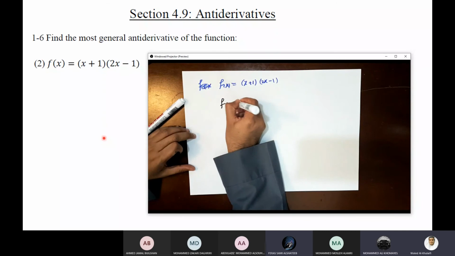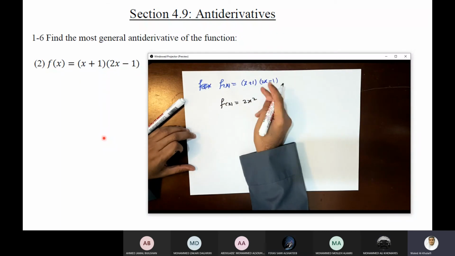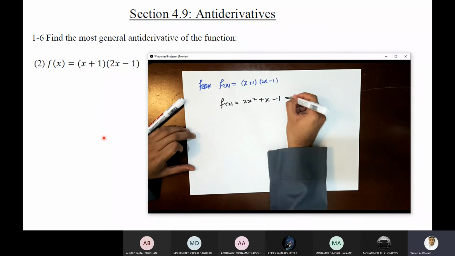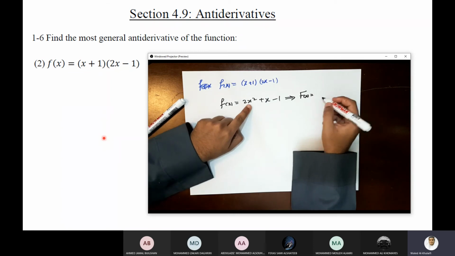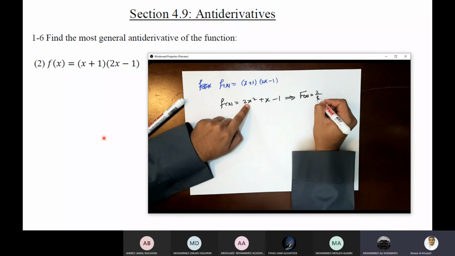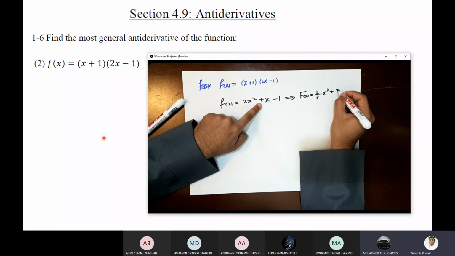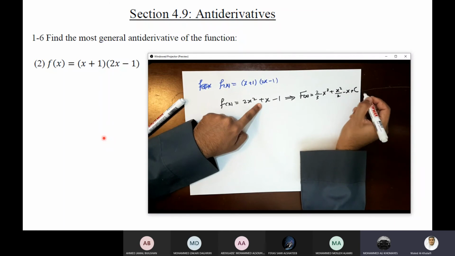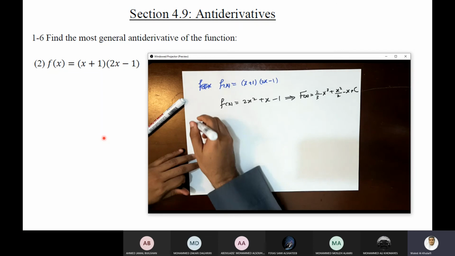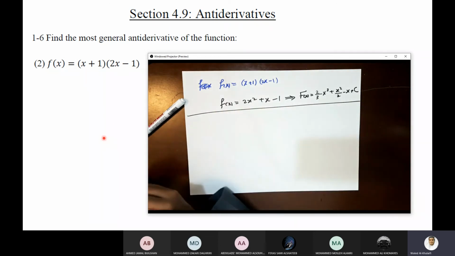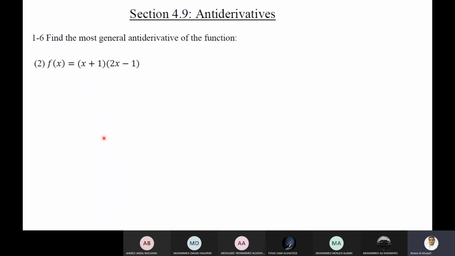Expand. So expand this. So we have 2x squared, 2x minus x. So we have plus x, 1 minus 1 minus 1. So this implies that the antiderivative is capital F of x equals, what are you going to say here, guys? 2x to the power 3 over 3, plus x to the power 2 over 2, minus x plus c. Sorry if I went fast, guys. Yeah, so you have to do it this way. Actually, you should be a little bit quick on this one. It is a skill, but it's nice if you do it quickly.